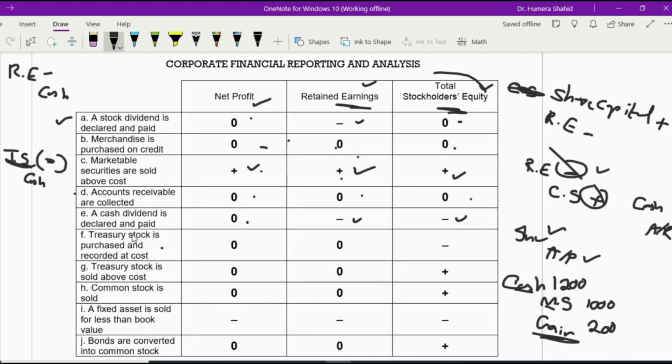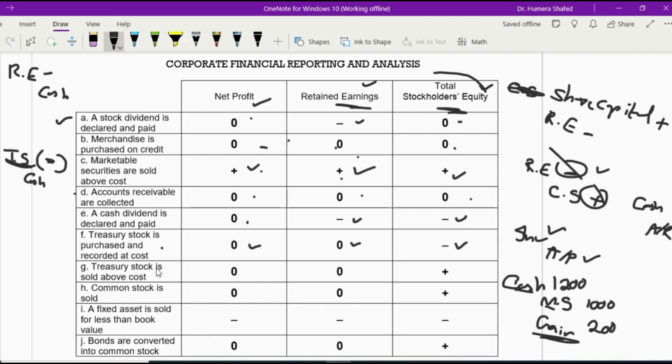So in this transaction, nothing is going to happen with the profit, nothing is going to happen with the retained earnings, but yes, total stockholders' equity will decrease because treasury stock is a contra asset, a contra equity account.